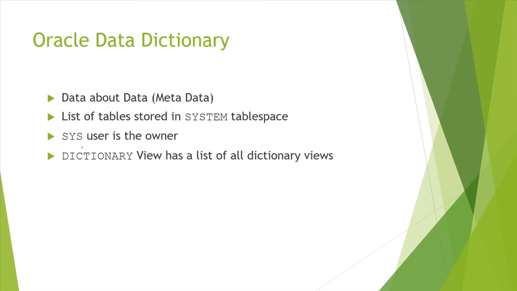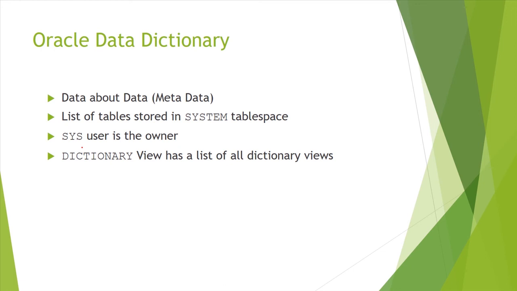For example, let's assume you create a table called employees. This table has 4 columns: employee ID, employee first name, employee last name, and phone number. Each column has a data type. When you create this table, Oracle internally stores information about it. Who is the owner of this table? What columns does this table have? What is the type of each column?